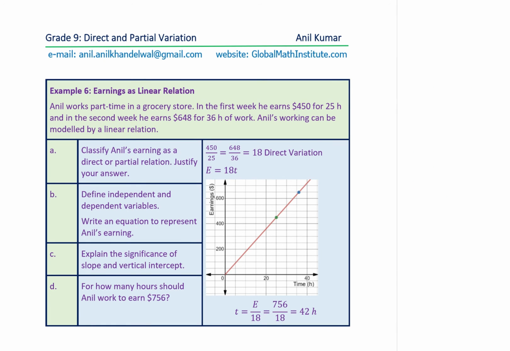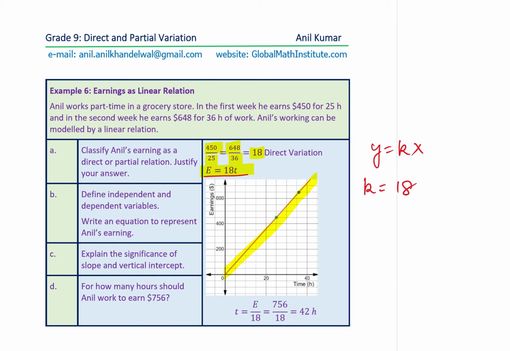So as you can see from the given information, the rates 450 divided by 25 and 648 divided by 36 both give you the value of 18. Since the value is constant, we can say that y equals k times x, right? In this case, k is 18 since that is the rate. So we get our equation, and we'll define our variable e as the earning, t as the time taken, and we get an equation which is represented here in a graph, a straight line going through the origin.